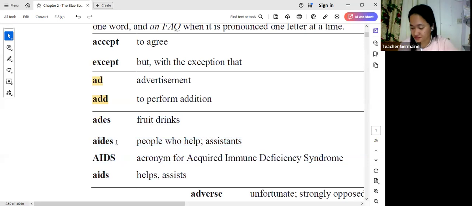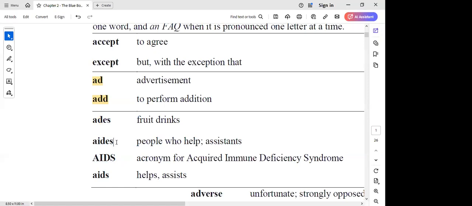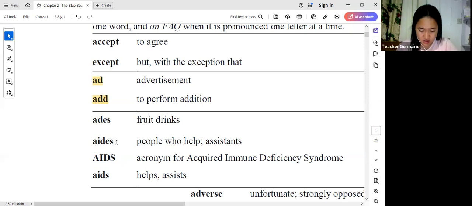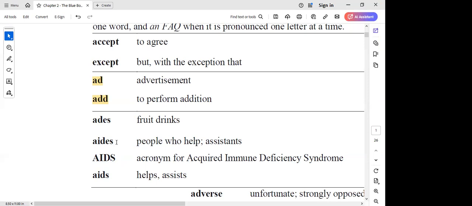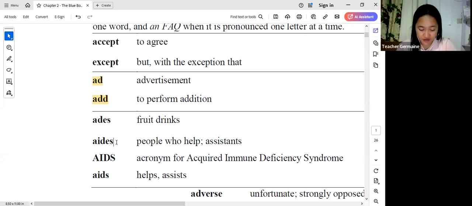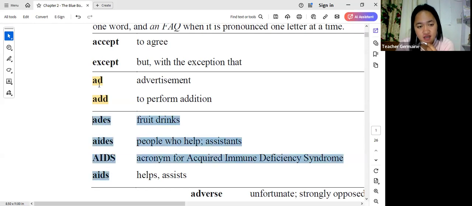Josephine. Yes, Miss. What are the 4 words? Sorry, Miss, can you repeat again? What are the next 4 words? Okay, I hope everybody is paying attention to what we are discussing. So we will be having now the next 4 words.